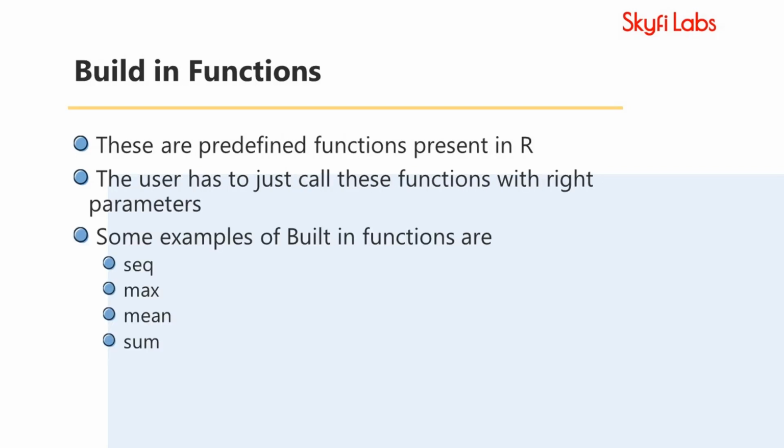There are two types of functions. The first is built-in functions. Built-in functions are predefined functions, present in the programming language. The user needs to just call them, to access the function. Here the user doesn't need to know how the function is working. User should only know how to use it. Some examples of built-in R functions are seq, max, min, sum, and many more.